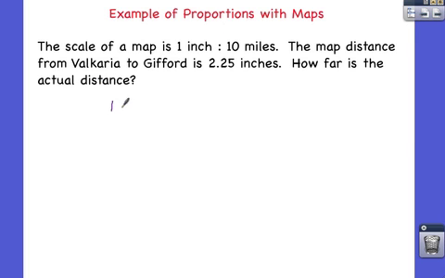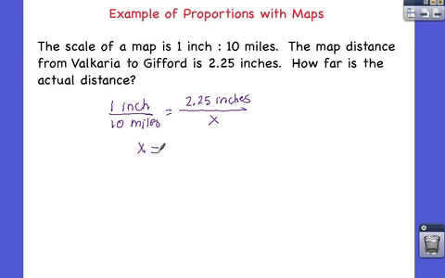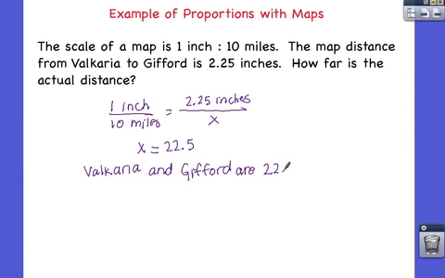So we can say that 1 inch is to 10 miles as 2.25 inches is to how many miles? And now we can use our cross products. So 1 times x is just x equals 2.25 times 10, or 22.5. So our cities, Valkaria and Gifford, are 22.5 miles apart.